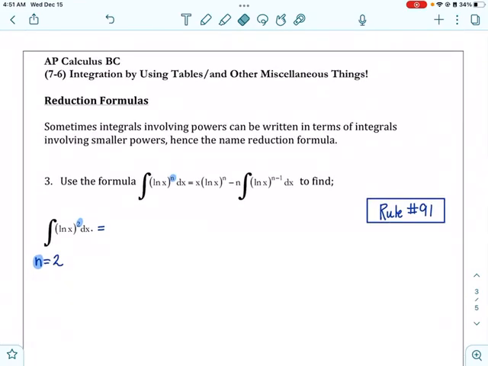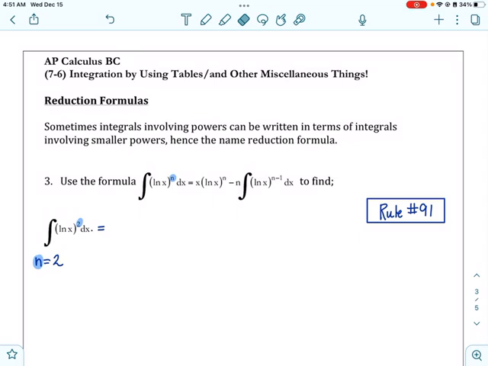Hi kids, we're back at 7.6, integration using tables and other miscellaneous things. We're working on reduction formulas. Sometimes integrals involving powers can be written in terms of integrals involving smaller powers, where you keep getting them smaller and smaller until the powers can't be reduced anymore.